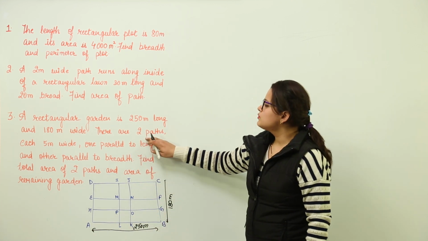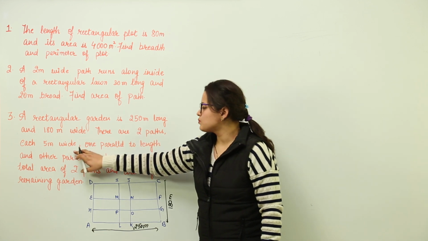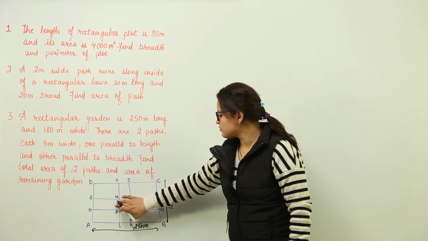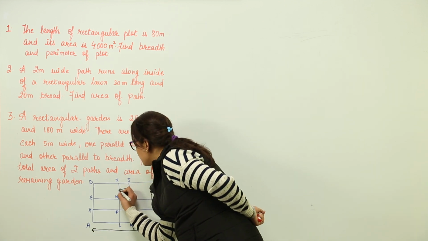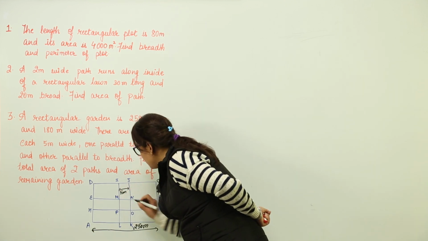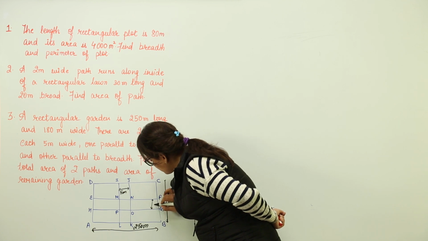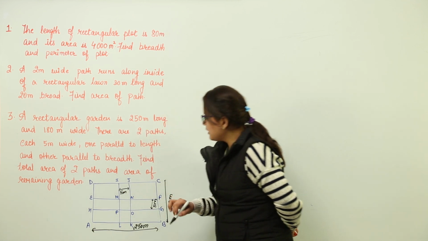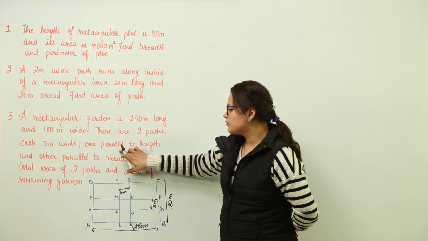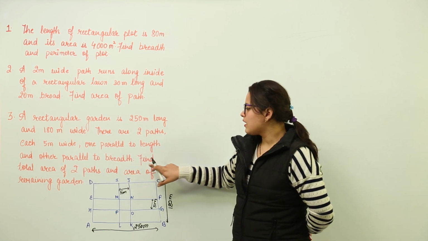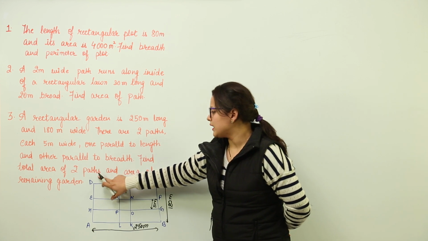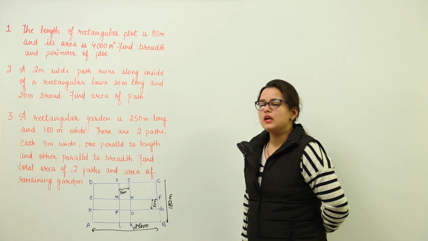Now there are two paths, each 5 meters wide. Both paths are constructed, and both are 5 meters wide. So we write over here 5 meters width in both the cases. Here also 5 meters. Now one of the two is parallel to the length and the other is parallel to the breadth. We have to find out the area of the two paths and the area of the remaining garden.